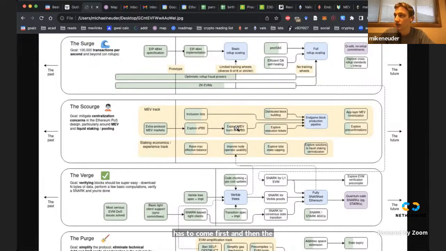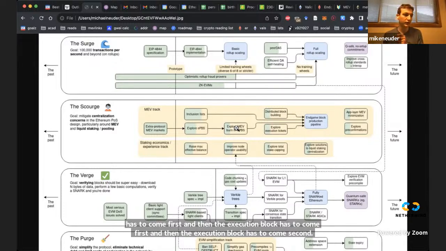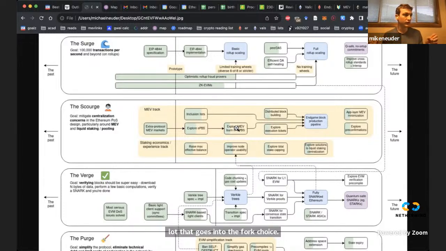So there's a lot that goes into the fork choice. There's a lot that goes into the networking layer around when an attestation is cast. And then there's also a lot that goes into the actual staking mechanism itself, like how much do you stake the builders? How does builder slashing work, et cetera, et cetera.